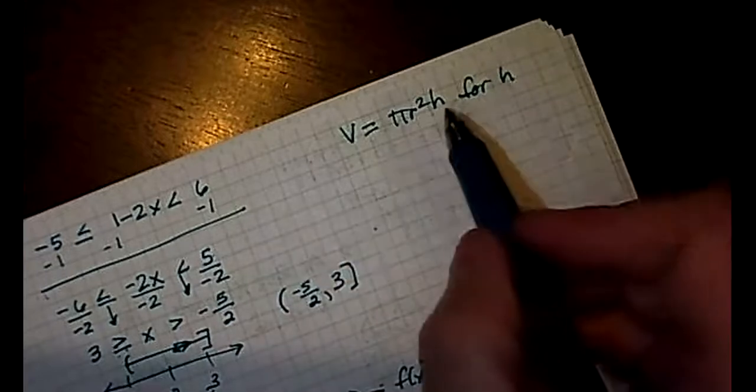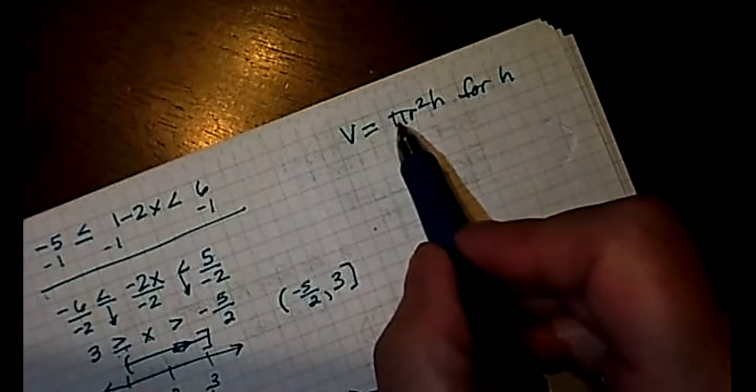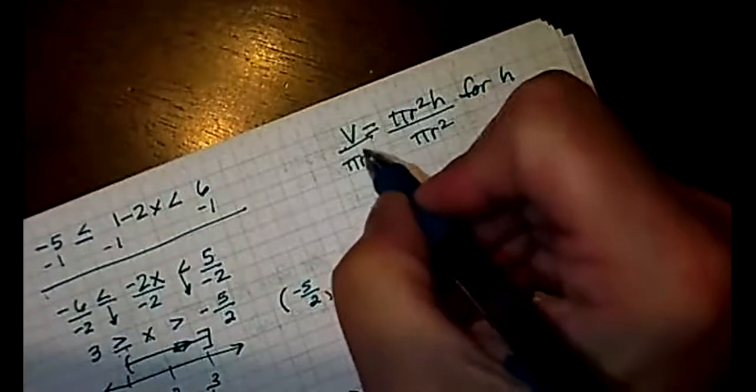for h. So what we're doing is just taking a formula and solving it for a variable in that formula. So if I want to get h by itself, this is saying this times this times this. So I can just divide by pi r squared, but then I divide this also by pi r squared. So the volume over pi r squared is equal to h. And that's it, just solving for the variable h.